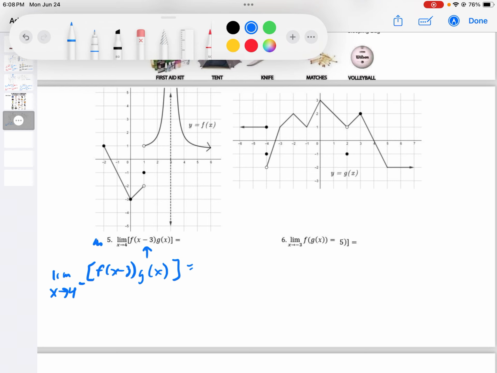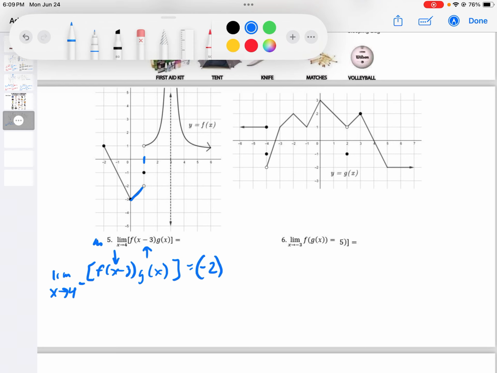find the limit of each piece. So first, find the limit as x approaches 4 from the left. Okay, but this is one of those sliding ones. Translation, so plug in 4. If I plugged in 4 right there, I'd get 1. So find the limit as x approaches 1 from the left. From the left, it's approaching, it looks like -2.